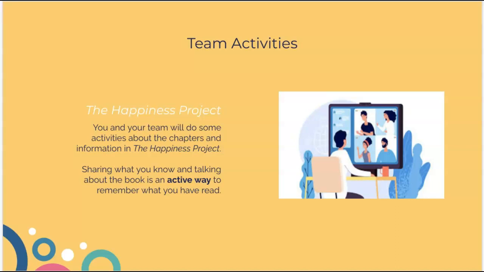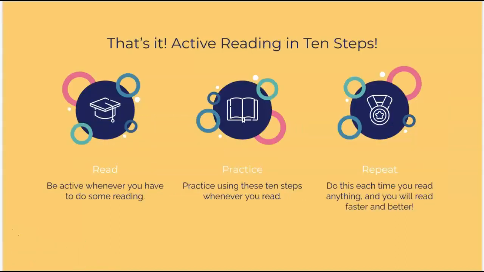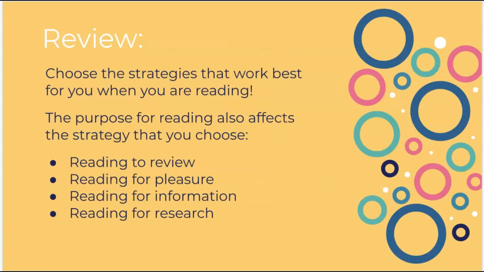You and your team will do some activities about the chapters and information in the Happiness Project. Sharing what you know and talking about the book is an active way to remember what you've read. That's it, active reading in 10 steps. So remember, be active whenever you have to do some reading. Practice these 10 steps whenever you read. Do this each time you read anything and you will read faster and better.